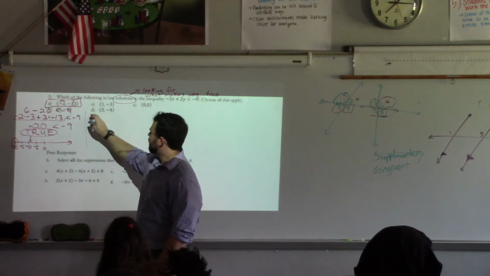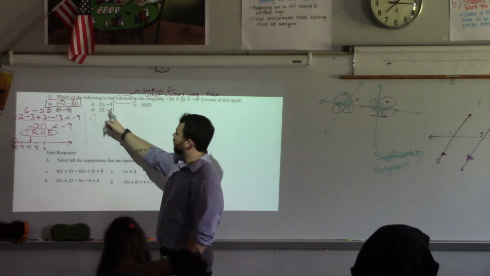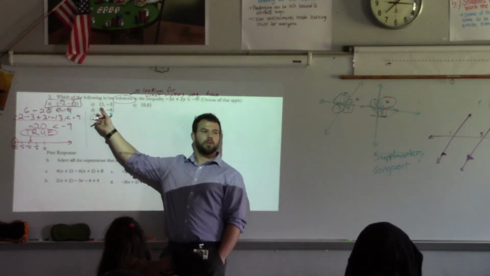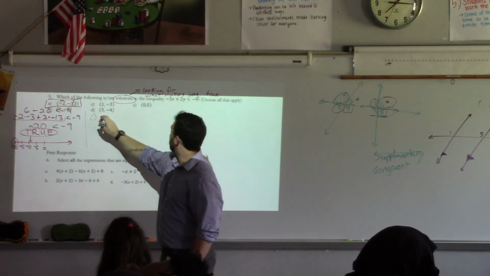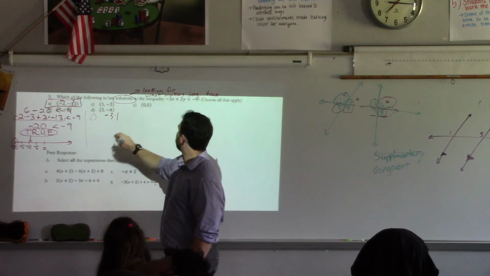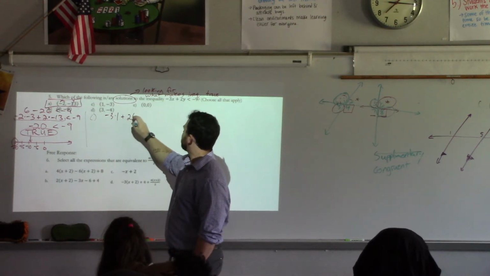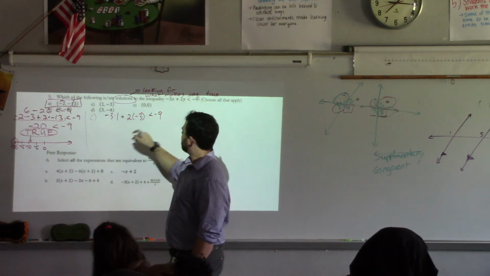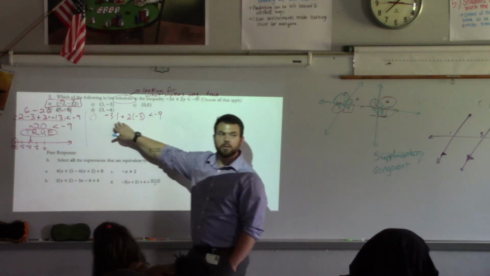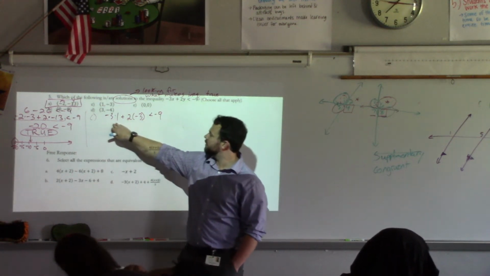It doesn't. So if I check C, what is 1 going to be substituted in for? X. Negative 3 in for? Y. So negative 3 times 1 plus 2 times negative 3 is less than negative 9. What do I get when I simplify this expression?